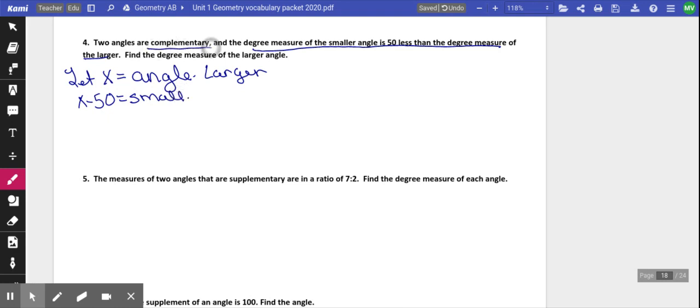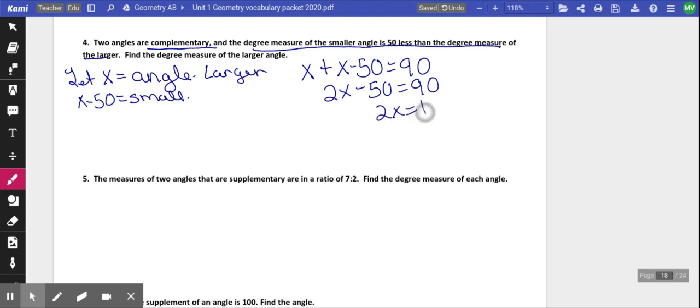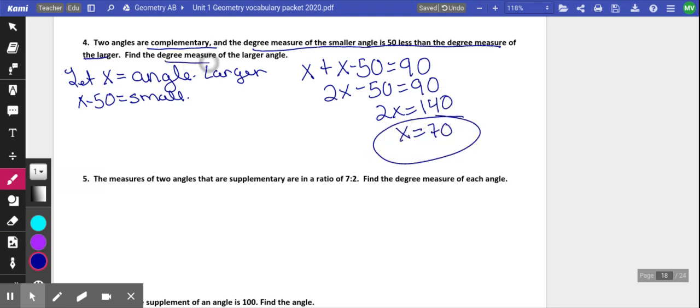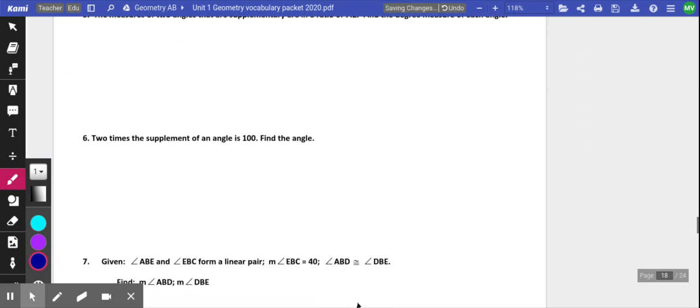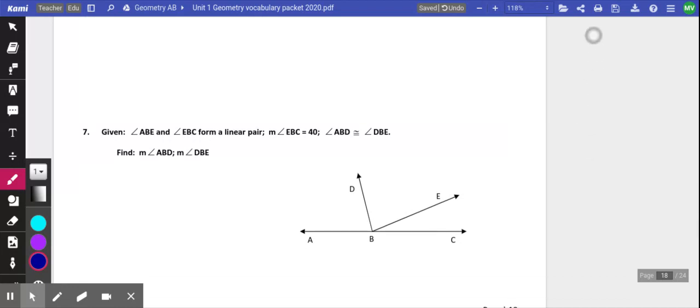And then I know they are complementary. Complementary means they had to be 90. So that means x plus x minus 50 equals 90. I do that algebra. 2x minus 50 equals 90. 2x equals 140. Sorry, not 150, 140. And x equals 70, which is our answer because x was our larger angle. Now go ahead and pause and try 5, 6, and 7 and come back to check.